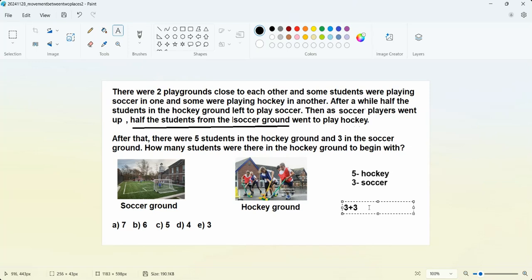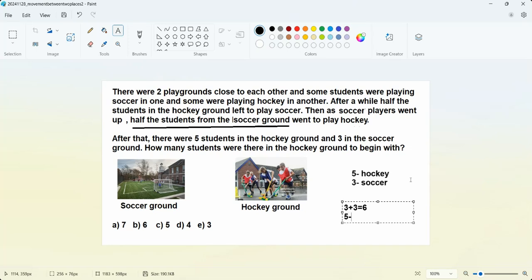So we have to just double this number. We have to add three back, because after half of them left, we have three, so the other half, three, is what left. So 3 plus 3 is equal to 6. So this was just before half of the soccer players left. We now have 6 in the soccer, and 5 were in the hockey.